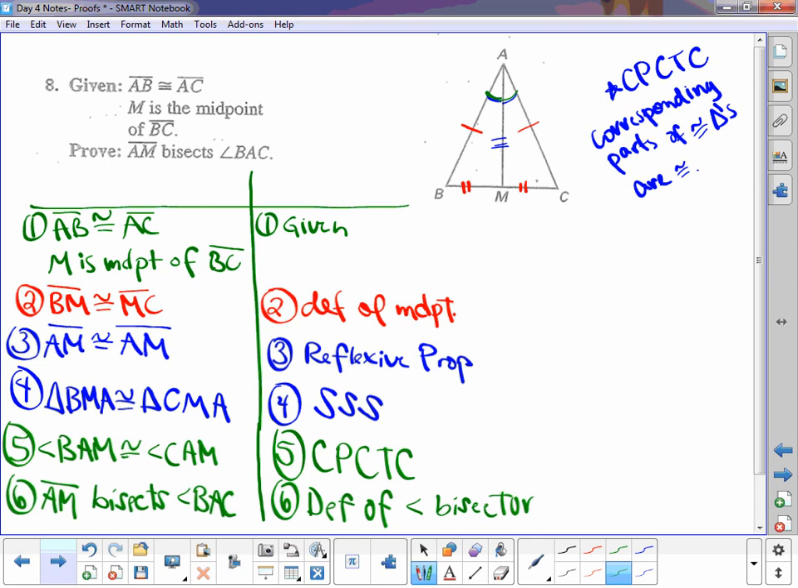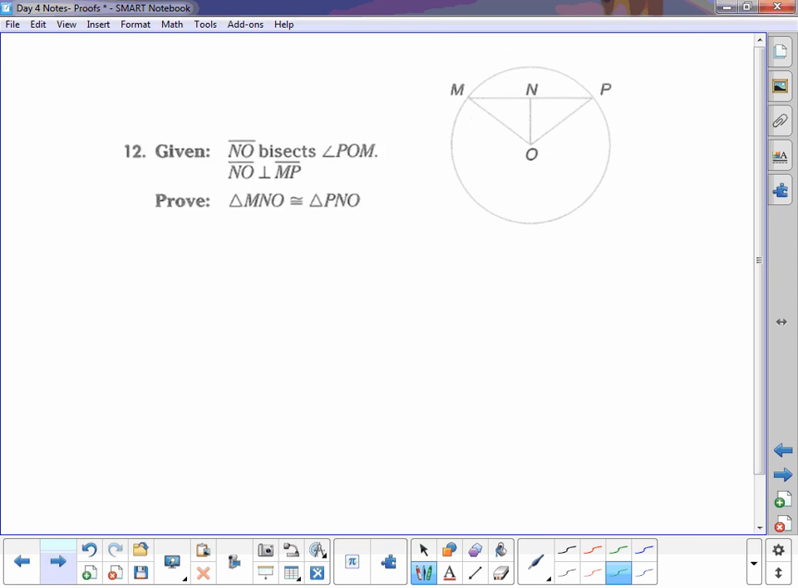You guys seem to be doing pretty well with this. I'm going to let you try this next one completely on your own. Alright, so draw this picture. Don't be alarmed that we have a circle there. It actually doesn't make any difference for our group.